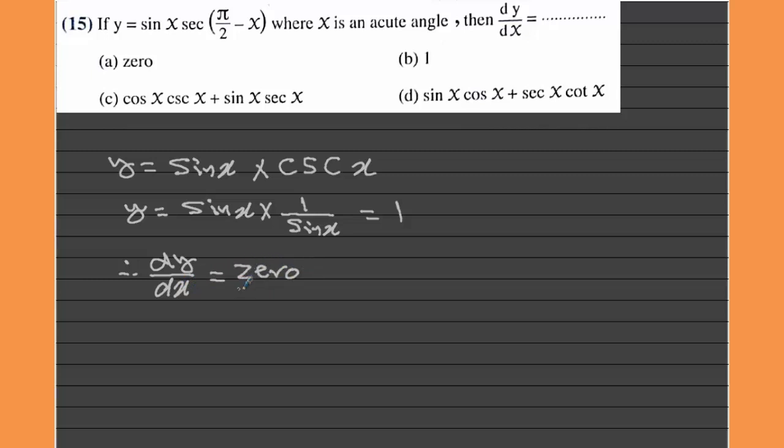And we choose letter A. Question number 16. If y plus cotan x equals 0, then dy/dx equals: 1 plus y, 1 plus y square, minus 1, y square. So we write y equals negative cotan x.